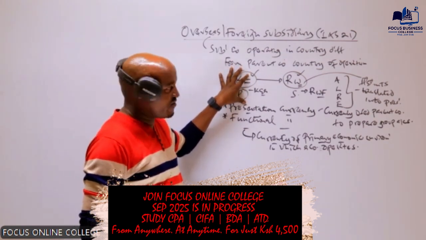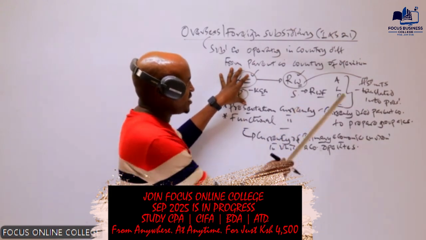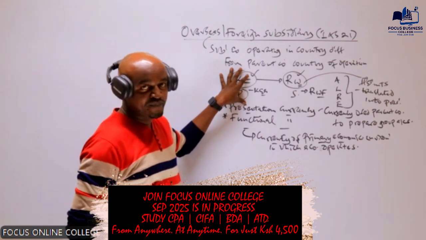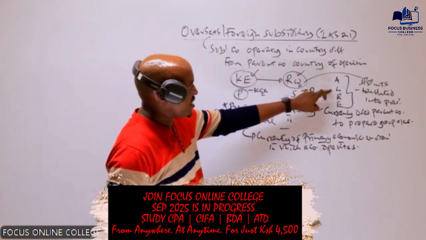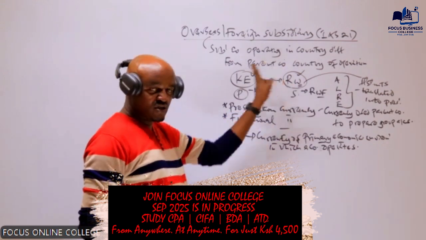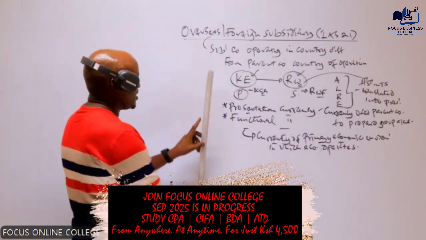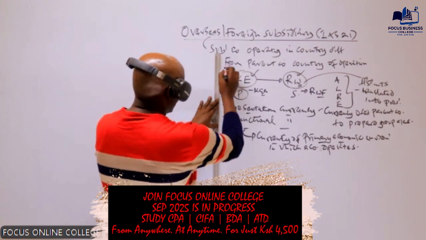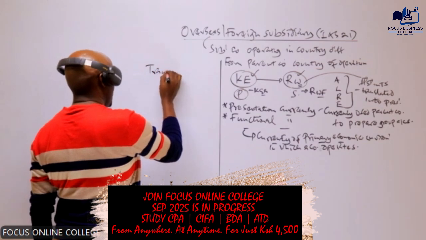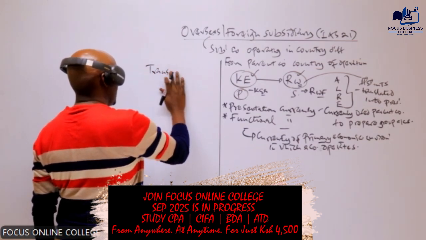If the parent company is operating in Kenya, it will prepare the group account using the Kenyan shilling. So before we combine similar items of assets, liabilities, revenue, and expenses of the parent company and the foreign subsidiary, those of the foreign subsidiary must be translated into Kenyan shillings, which is the presentation currency. So how do we do the translation? These are the translation rules.